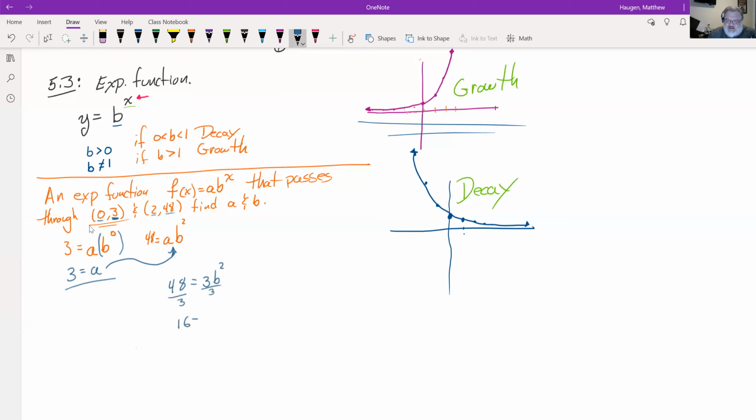So 16 is b squared, which means b is equal to plus or minus 4. We automatically disregard the minus because we know our b's aren't allowed to be negative. So our function looks like 3 times 4 to the x.